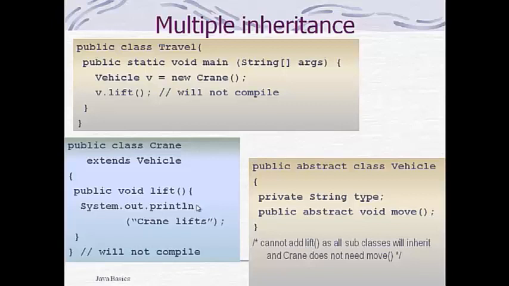So here what happens is v.lift will not compile because Vehicle does not have the method lift. Crane will not compile because it does not implement the abstract method move, and this is not a good idea. If we add lift in Vehicle class, because all the subclasses will inherit it, and Crane does not need move, so we cannot put move in Vehicle because it will come to Crane also.